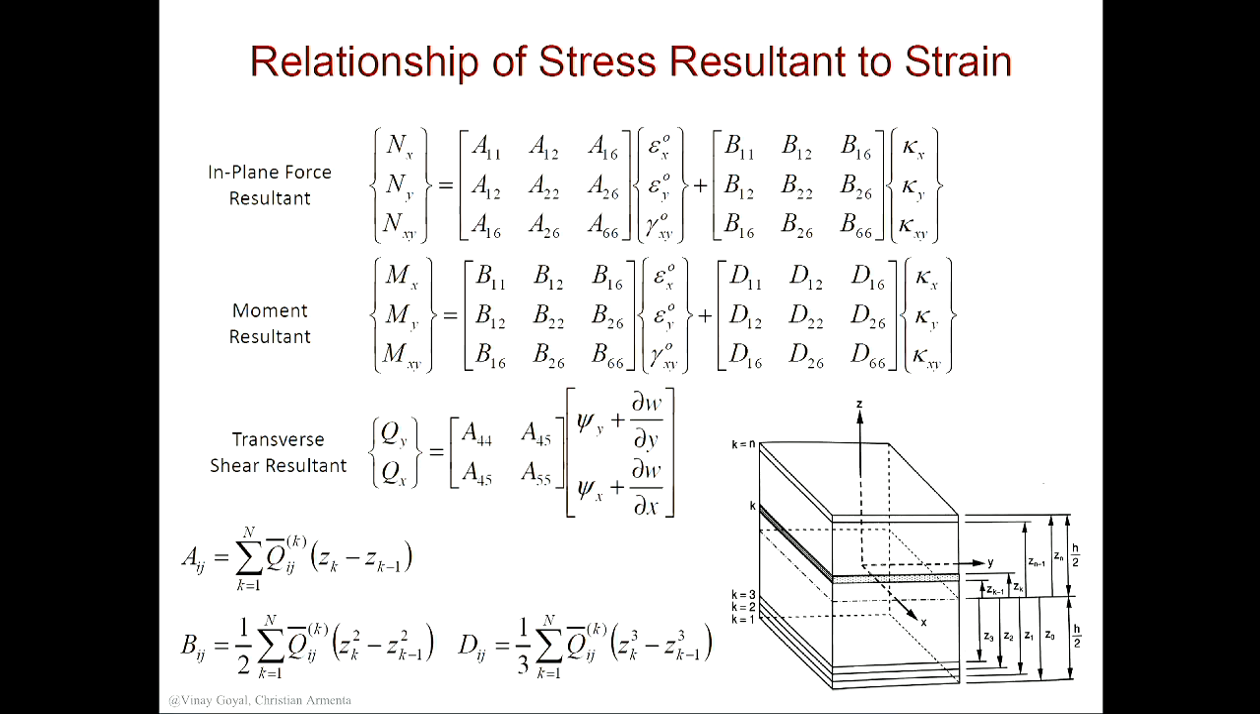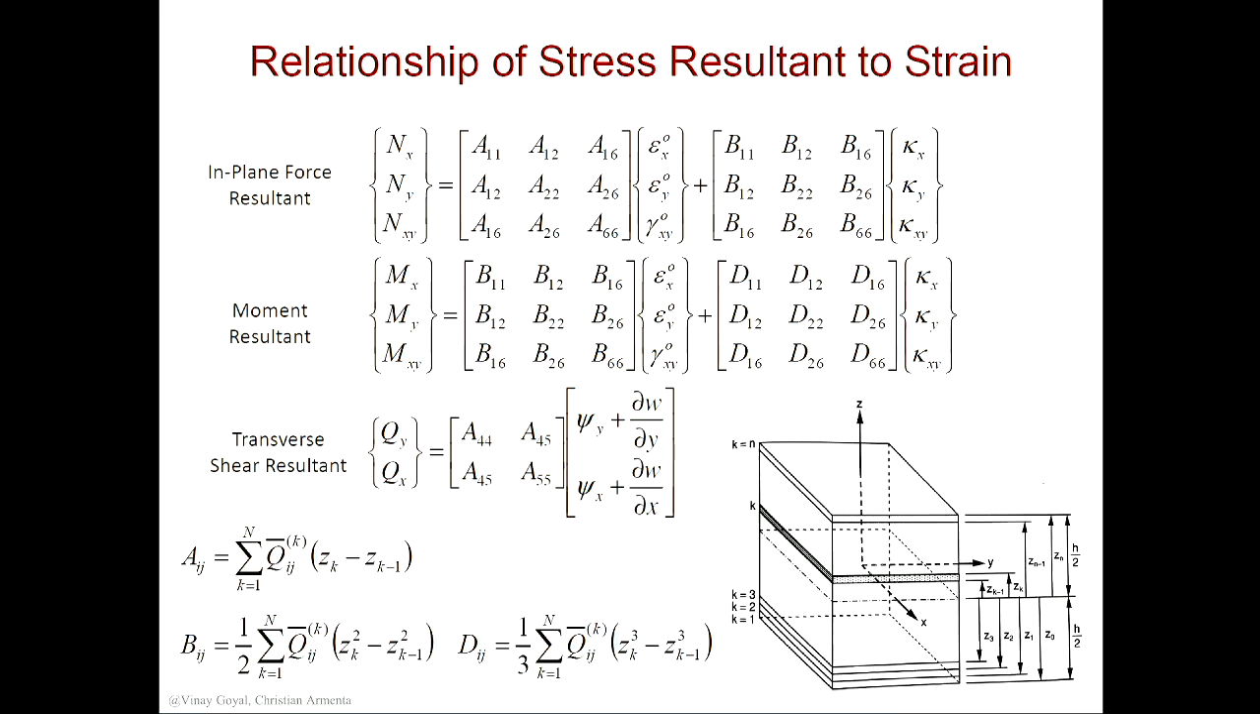Do I know A, B, and D for sure? 100%? How do I know that? I know E11. I know E22. I know Nu12. I know G12. I know G23 and G13. If I have those, I can calculate the Q's, right?